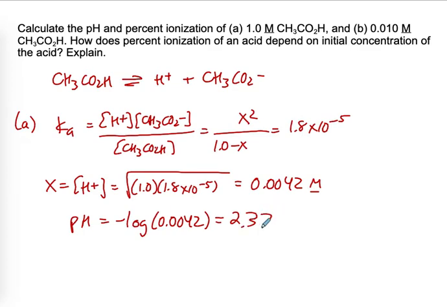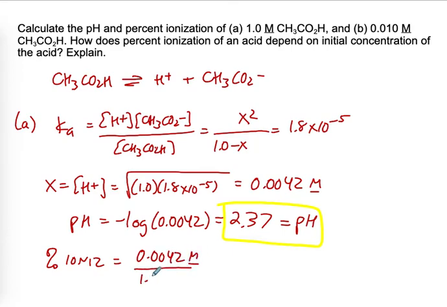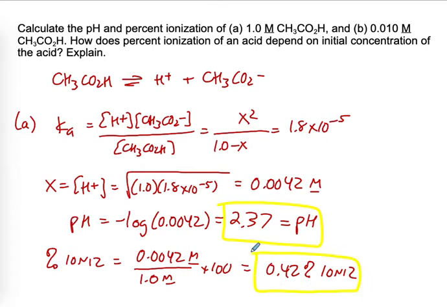2.37. The percent ionization, let's highlight these. The percent ionization is the equilibrium concentration of hydrogen ion, 0.0042 molar, divided by the initial concentration times 100, or 0.42% ionized. So a bit less than half of 1% of the acetic acid molecules are ionized.